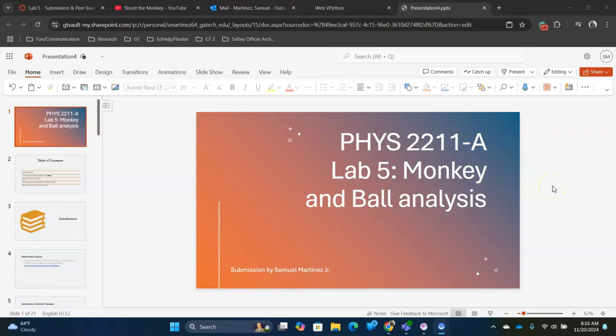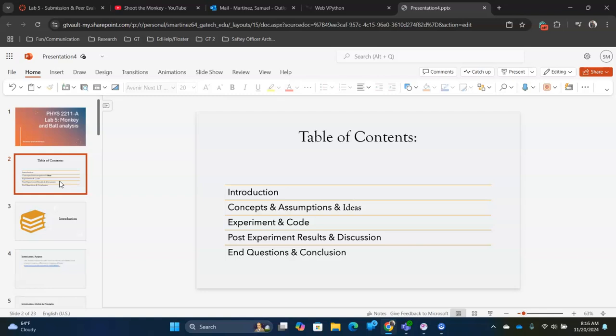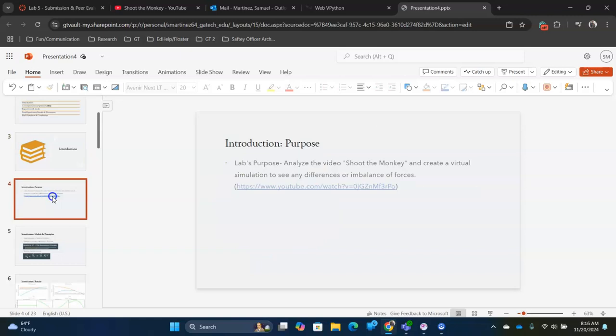Hello and welcome to my Lab 5 monkey and ball analysis. Here's a table of contents of what this lab will go over, and we'll start off with an introduction.